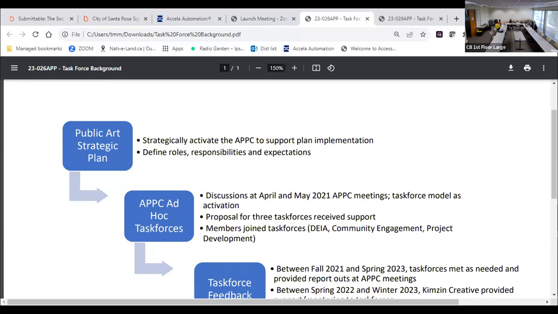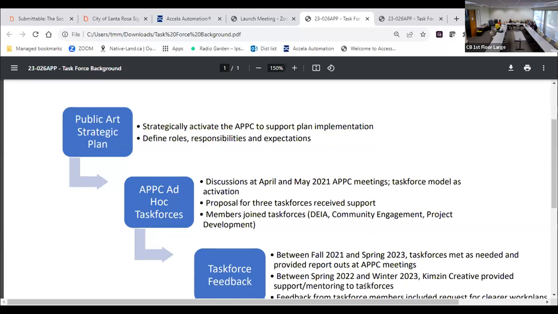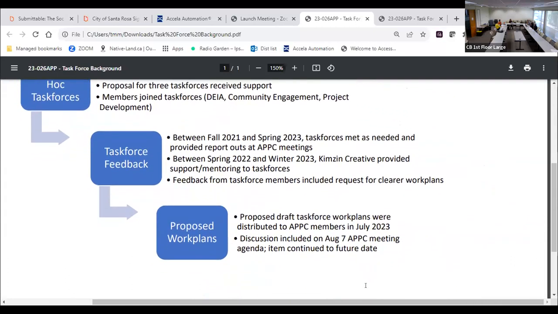So from that time, from like May 2021, June 2021, going through this spring, so like 2 years essentially, the task forces existed. They met as needed, provided report outs to the full committee, met with staff, met with others in the community. And I think then about spring 2022 to this past winter, we started working with Kim's in Creative, and part of their scope of work included mentoring and support of those task forces. So the task forces began meeting with either Kevin or Nico as a part of that mentorship support.